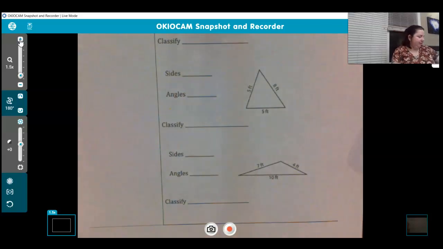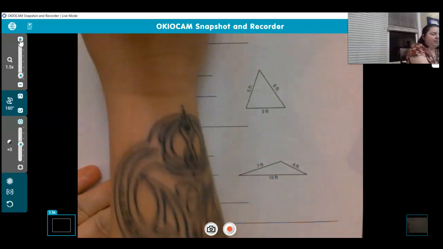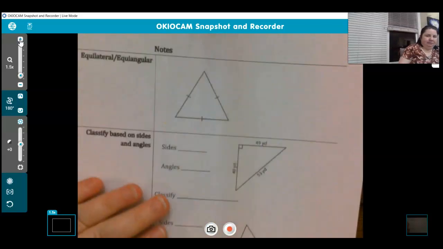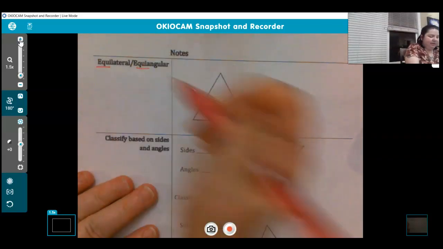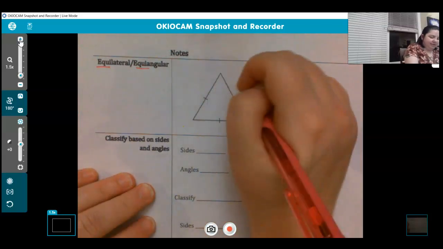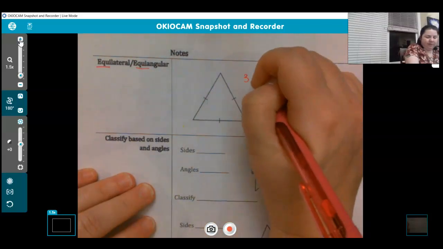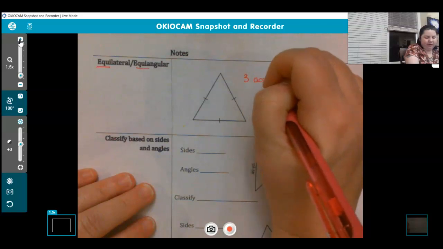So if I look at my next one, an equilateral triangle is also an equiangular triangle. Equilateral, equiangular is all equal. It has 3 acute angles.